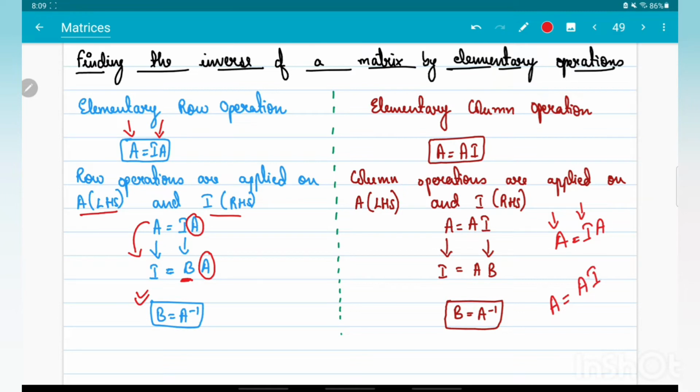Okay, you're going to write the identity matrix afterwards, and then you're going to apply the column operations only on this A of LHS and this I of RHS. So you always apply the operations on the matrix A of LHS and on the identity matrix of RHS. The only difference in both of them is the arrangement of I. That is, in case of row operation, I will be first, and in case of column operation, I will be the second matrix coming.